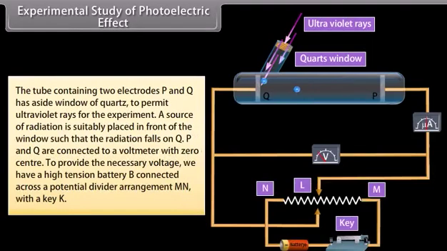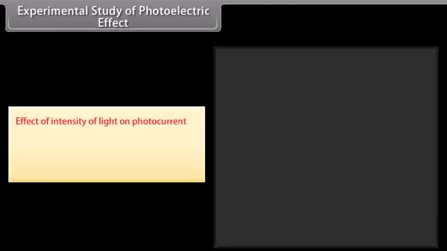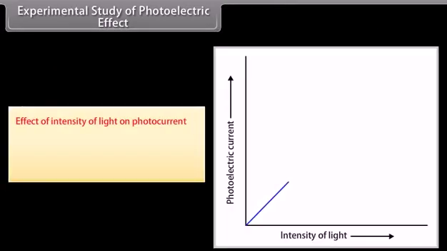Experimental study of photoelectric effect, apparatus and circuit. The tube containing two electrodes, P and Q, has a side window of quartz to permit ultraviolet rays for the experiment. A source of radiation is suitably placed in front of the window such that the radiation falls on Q. P and Q are connected to a voltmeter with zero center. To provide the necessary voltage, we have a high-tension battery B connected across a potential divider arrangement MN with a key K. Effect of intensity of light on photocurrent.